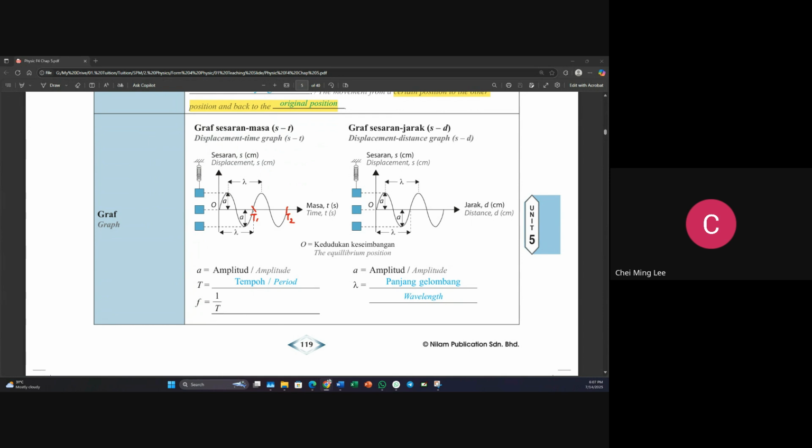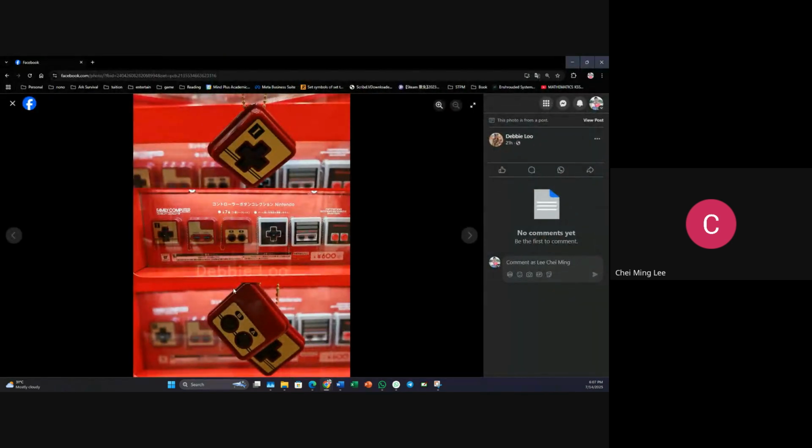Yen for a keychain. Oh, maybe you guys are not familiar. This is for the old Fox one, the very old type control.